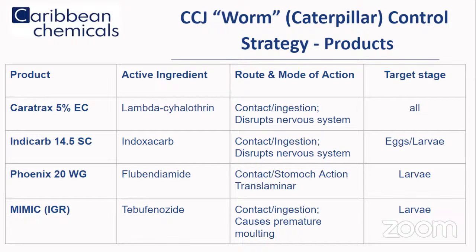And it also has a translaminar effect, so you have a longer residual effect. Even though the residual effect is 14 to 21 days, the pre-harvesting interval is just 24 hours, one day. So if you have your crop and you're going to reap to meet your market, you can spray that a day before with your Phoenix.